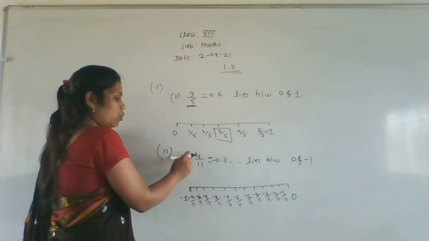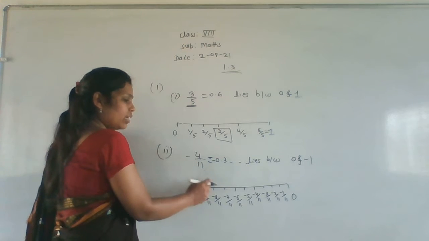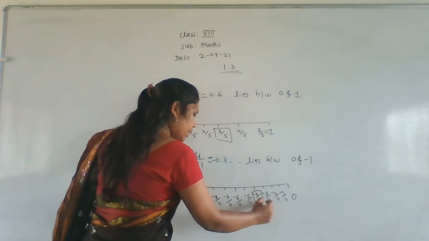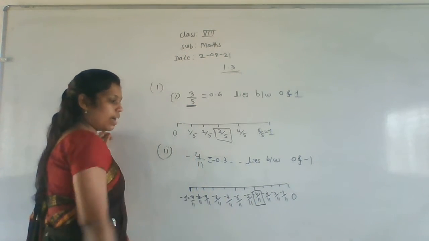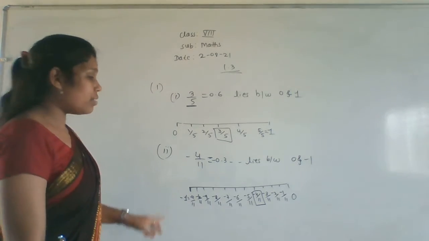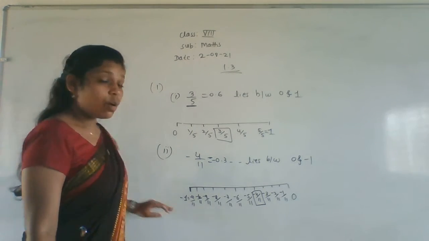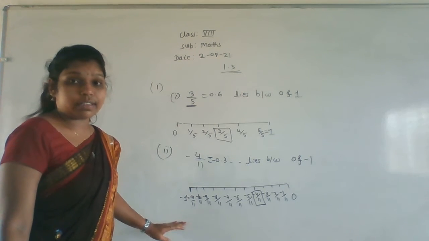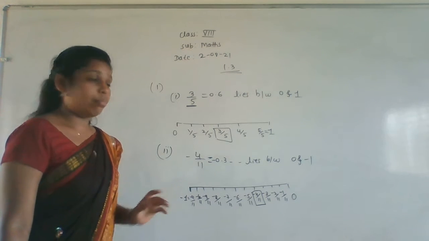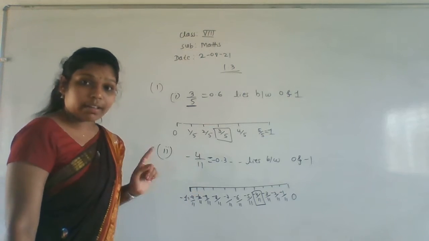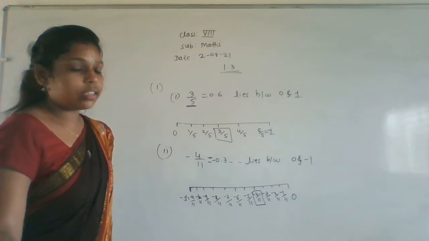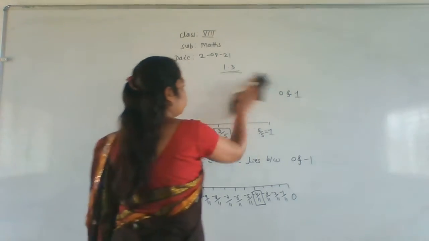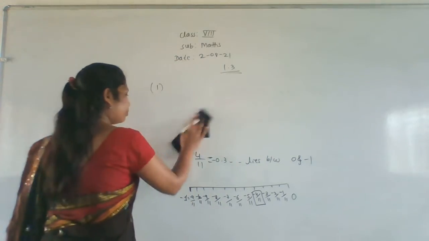Okay. See here. So where is minus 4 by 11 now? Here is minus 4 by 11. Okay. Mark that one. That is the representation of a rational number on the number line. Okay. Like this we have to represent the given rational numbers on the number line. Okay. So next, third one. We'll go for the third one.